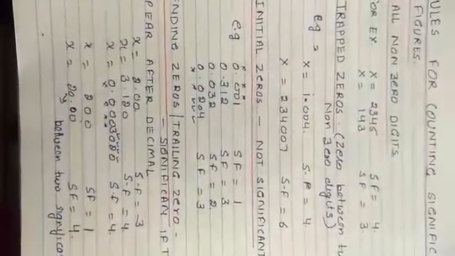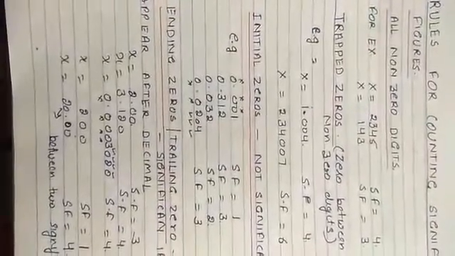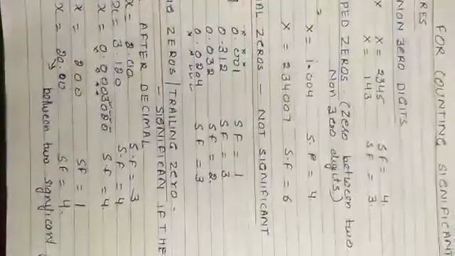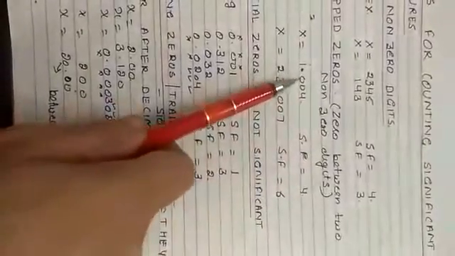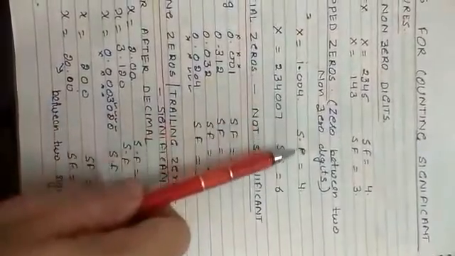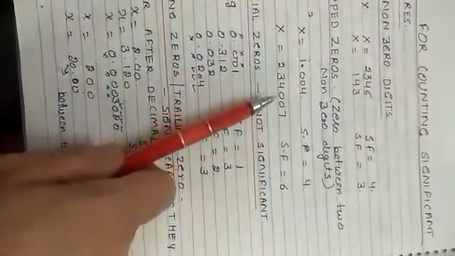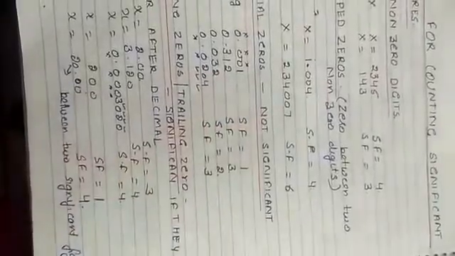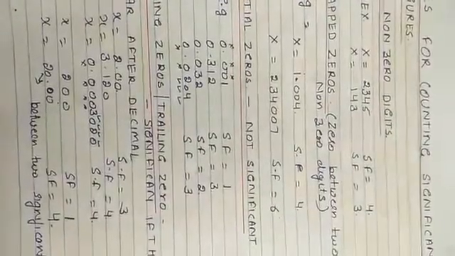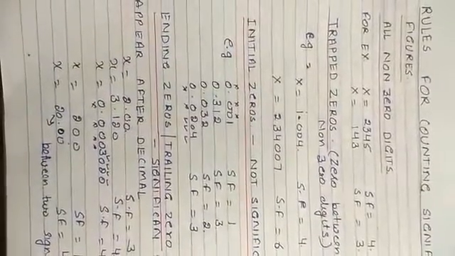Now what about zeros? If non-zero digits are significant, then what about zeros? For zeros, the first rule is trapped zero. Trapped zero means the zero between two non-zero digits. For example, x is equal to 1.004. These two zeros are in between 1 and 4, and that's why the number of significant figures is 4. And x is equal to 234007. How many significant figures? 6.